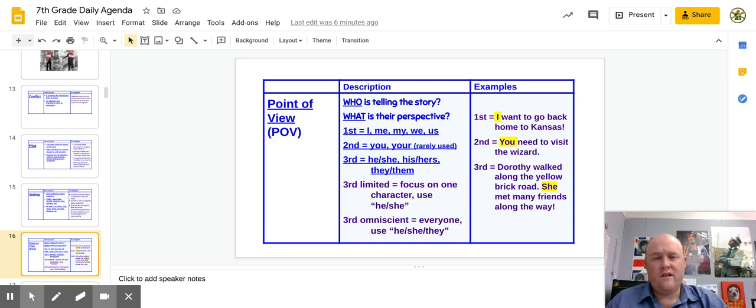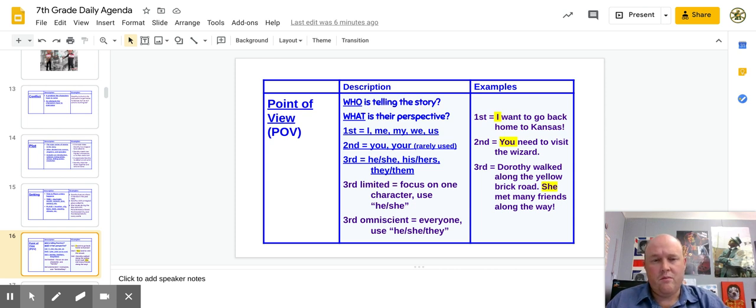So there are several different kinds of point of view. First person is when the narrator is a character in the book, and the whole story is told from their perspective, like, I want to go home to Kansas. Second person is very rarely used, but it's when you're speaking directly to the reader, like you need to visit the wizard.